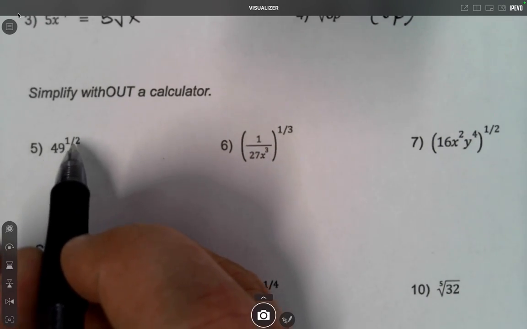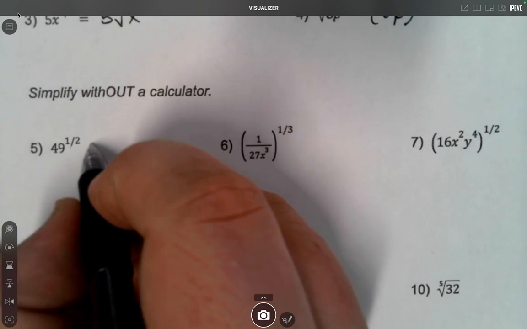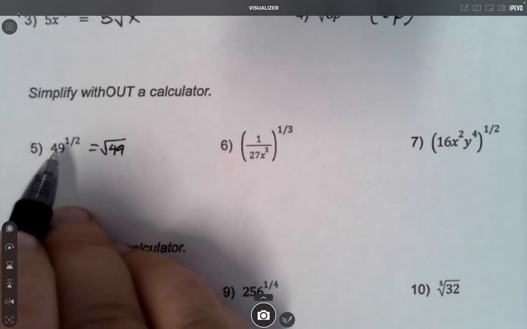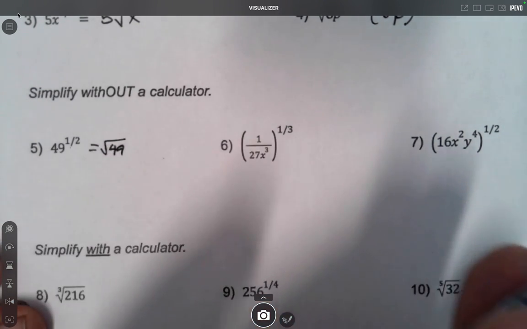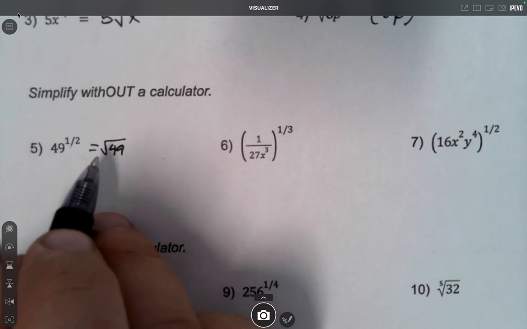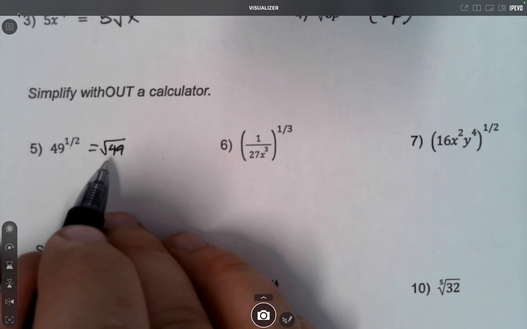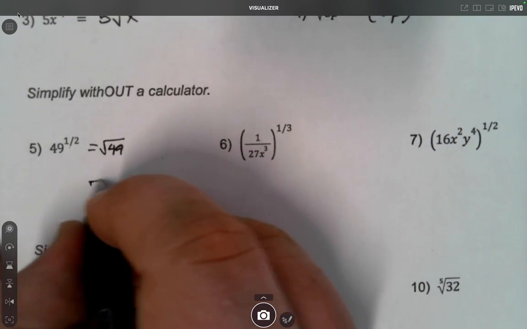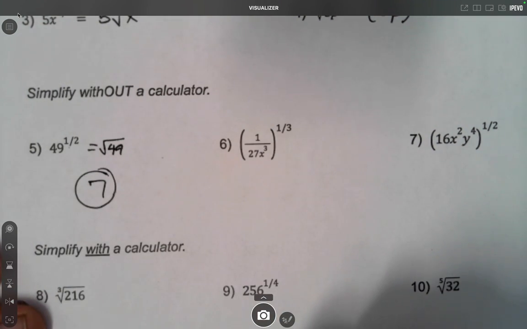So 49 to the 1/2 is the same as the square root of 49. Now you don't have to write that step. If you're able to understand that without writing it, that's totally fine. But remember, the square root means what number multiplied by itself equals 49. Well, that would be 7, because 7 times 7 equals 49.